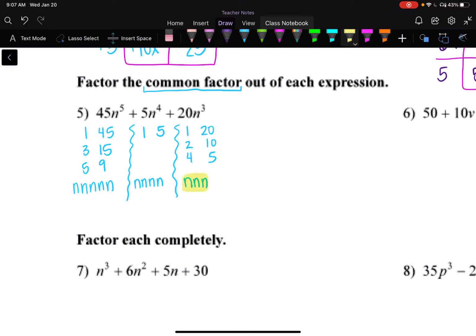Now I'll factor out all of my n's. They both share 3 n's, and my greatest common factor that they all share is 5. So I'm left with 5n cubed. When I divide out 5n cubed from 45n to the 5th, I'm left with 9n squared plus 1n, or just n, plus 4.